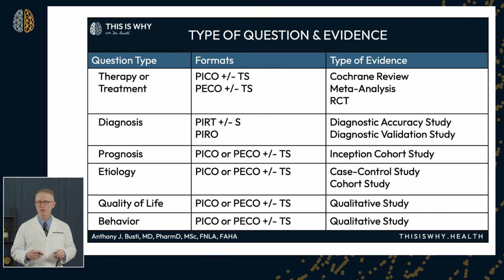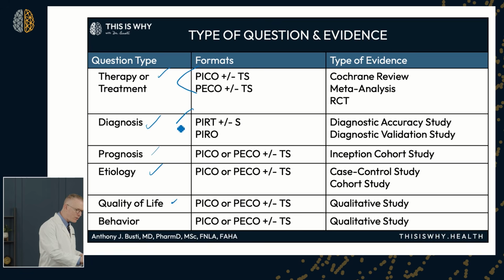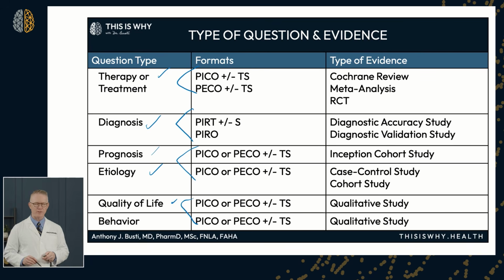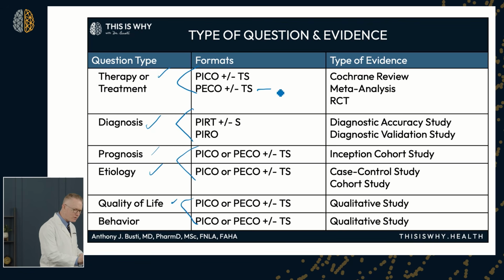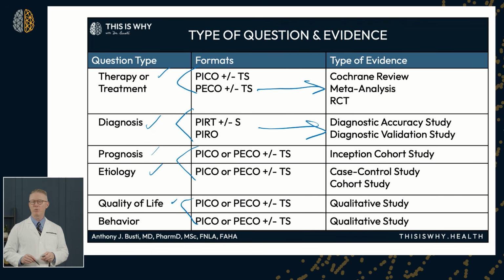That then guides us to the type of evidence. We always want to pursue the best available evidence. So again, you have different question types: diagnosis, prognosis versus etiology, quality of life, behavior, and then the various formats that we might use that break up the elements. And I've kind of covered those in the previous one. Well, that directly influences the type of papers that we want to see.